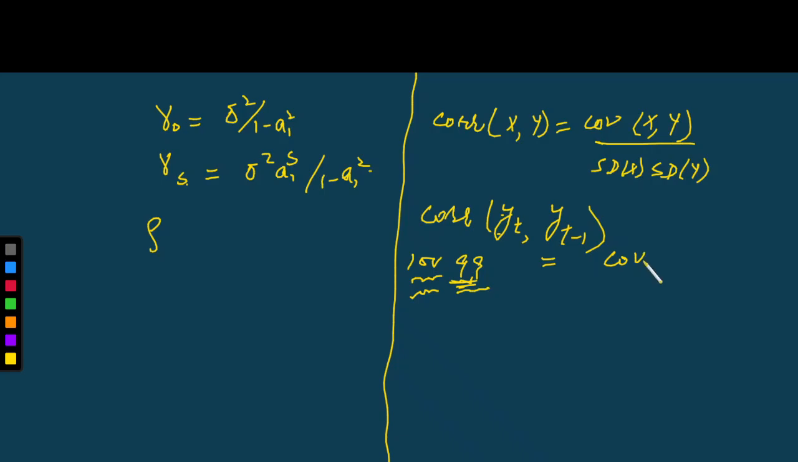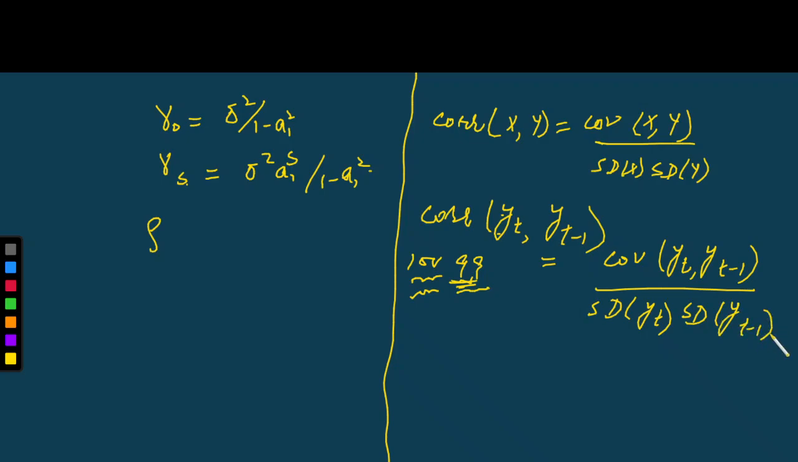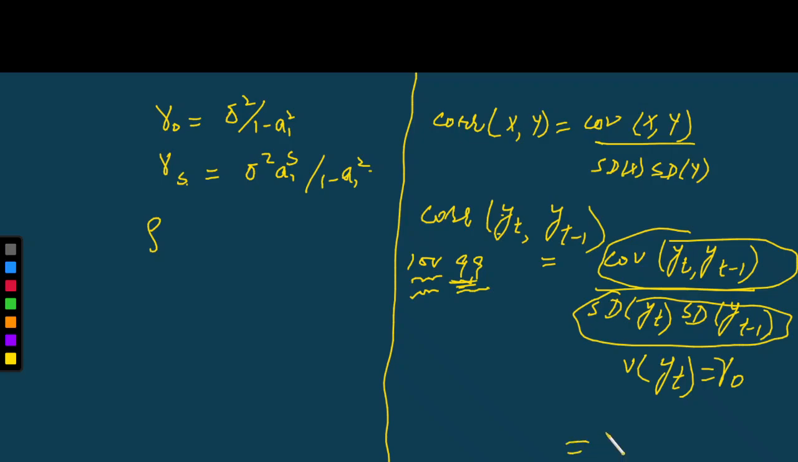So we usually write covariance of yt and yt minus 1 divided by standard deviation of yt. The standard deviations of yt and yt minus 1 are so close to each other that we have a standard notation: we write it as variance of yt. And this variance of yt is your gamma naught. And the covariance at lag 1 is your gamma 1. So gamma 1 by gamma naught is the autocorrelation function at lag 1. The autocorrelation function at lag 0 will be gamma naught over gamma naught, which is 1.